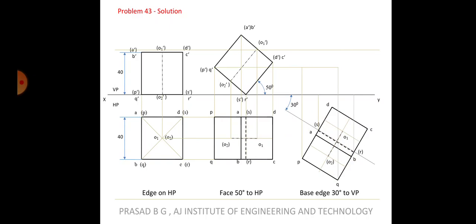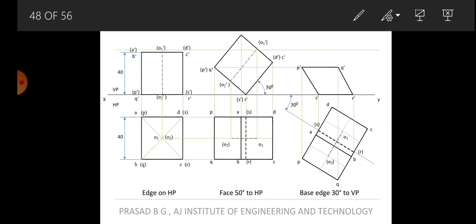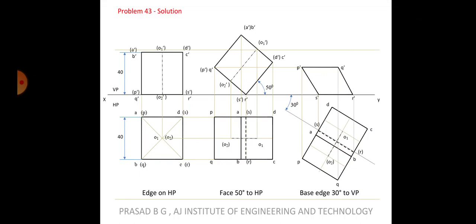First project P and find where is P dash, then project Q, find out where is Q dash, project R, find out where is R dash, project S and find where is S dash. So we have found all the 4 points, P dash, Q dash, R dash and S dash. And as I told you, since it is lying downwards, it will be visible, right? So it will be visible.